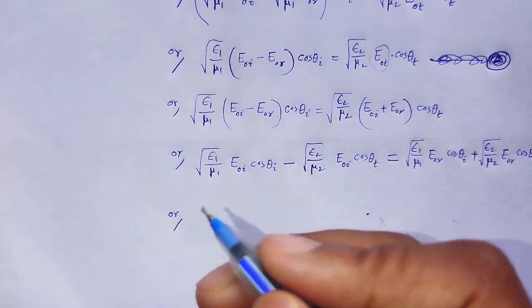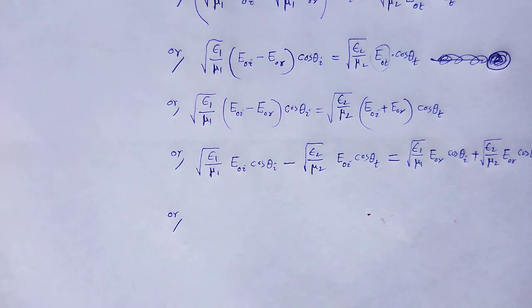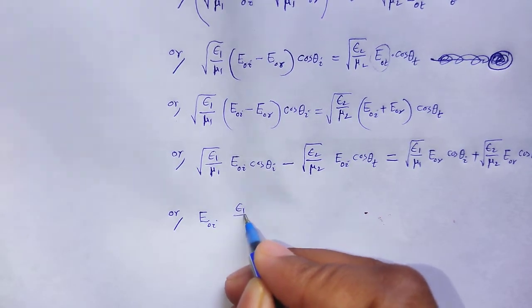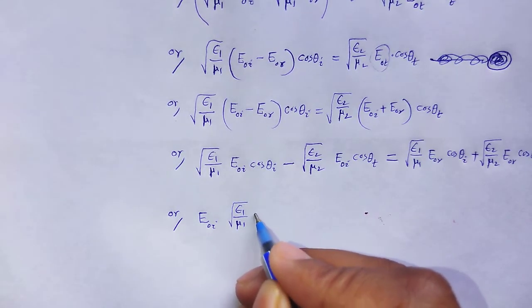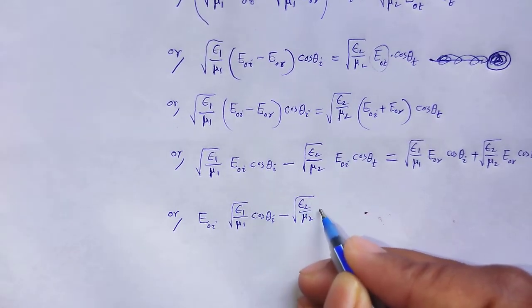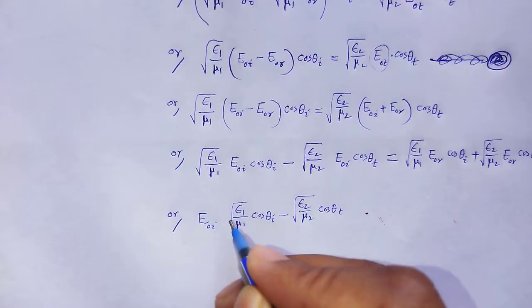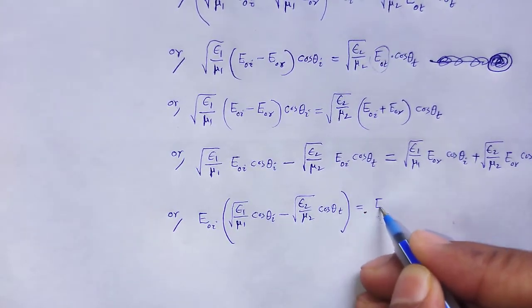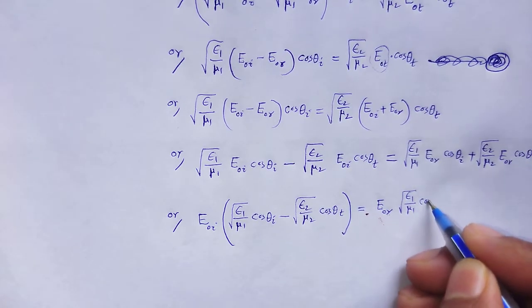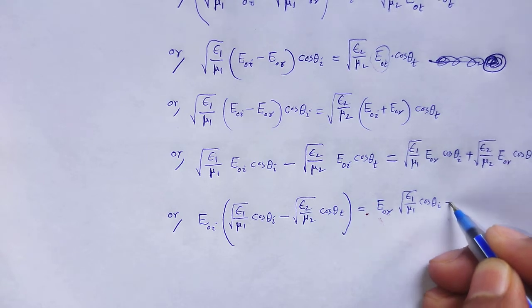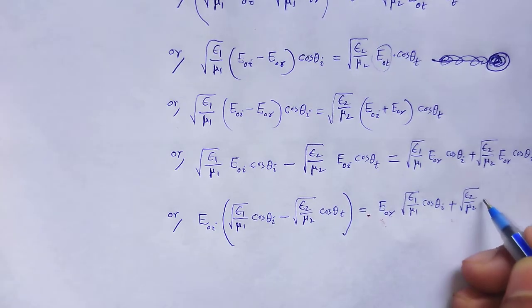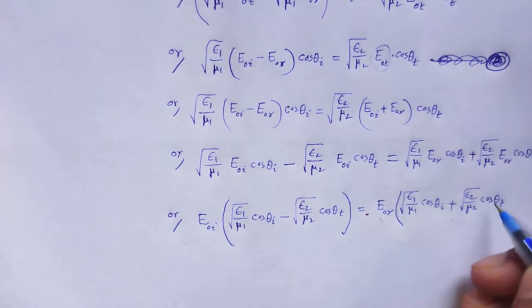Or E0I as common: square root of epsilon 1 mu 1 cos theta I minus square root of epsilon 2 mu 2 cos theta t. Here E0R as common: square root of epsilon 1 mu 1 cos theta I plus square root of epsilon 2 mu 2 cos theta t.